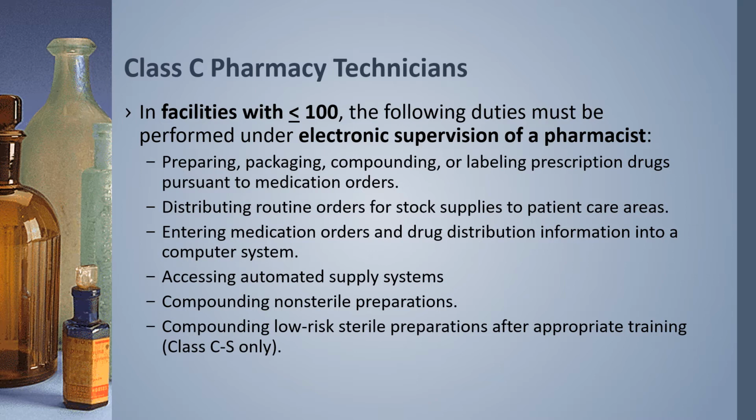They can enter medication orders and drug distribution information into a computer system. They are able to access automated supply systems. They can compound non-sterile preparations. And lastly, they can compound low-risk sterile preparations after appropriate training if the pharmacy is deemed a Class CS pharmacy.